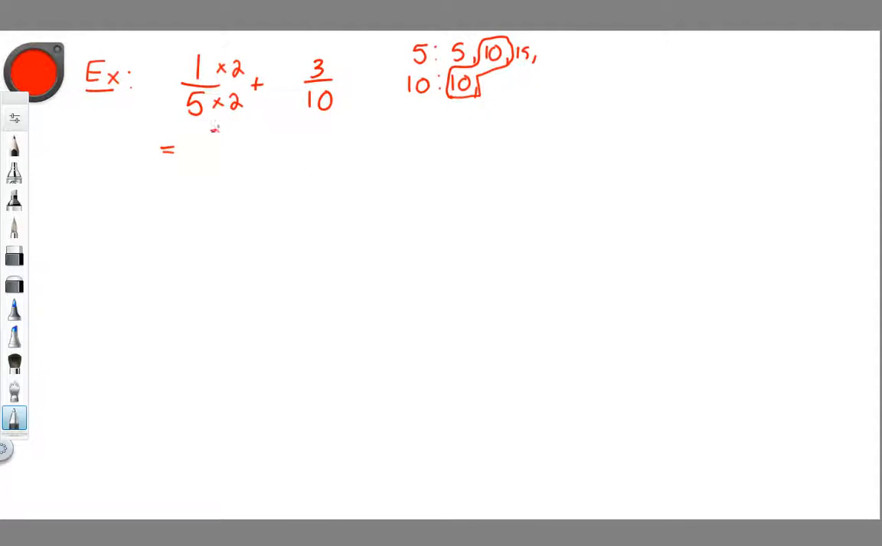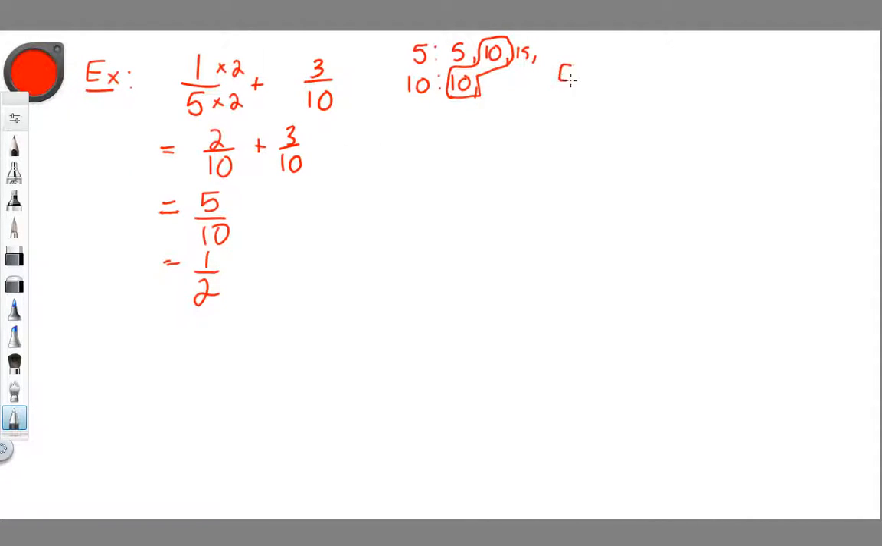So that would be 2 over 10 plus 3 over 10. And once you get good at this, you probably won't need to make this list. It'll probably just come to you automatically. And then we add the top. So 2 plus 3 is 5 over 10. And if you wanted to reduce it down, that would actually be 1/2. So there's an example.